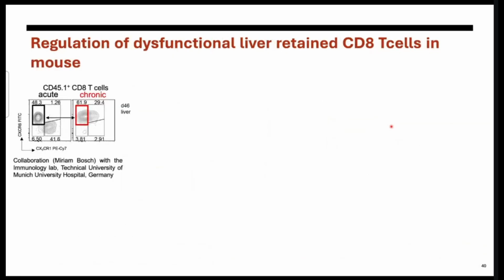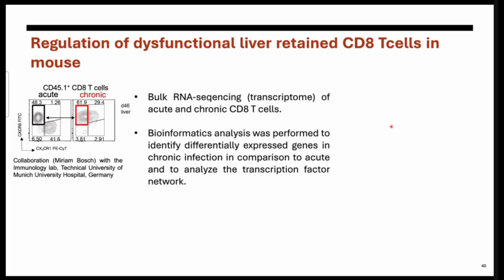So to understand what regulation is happening in the CD8 T cell dysfunctional state in mouse models, we performed a bulk RNA sequencing experiment using acute and chronic CD8 T cells. And then I performed bioinformatics analysis to identify the differentially expressed genes in chronic infection in comparison to acute. And I was able to identify the transcription factor which is responsible for CD8 T cell function.